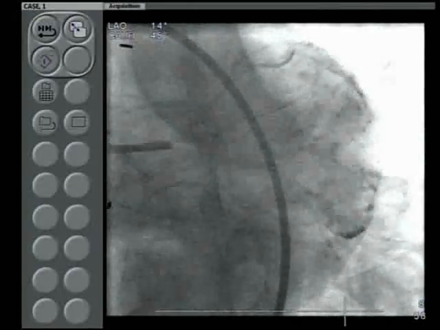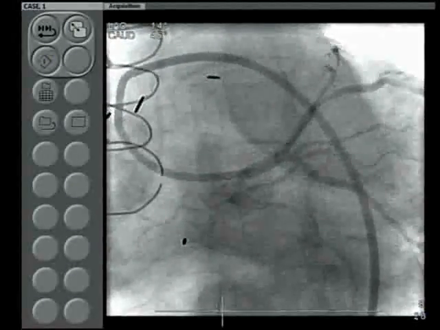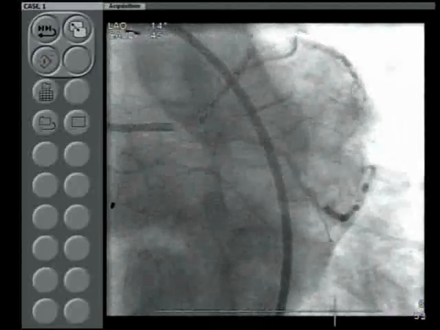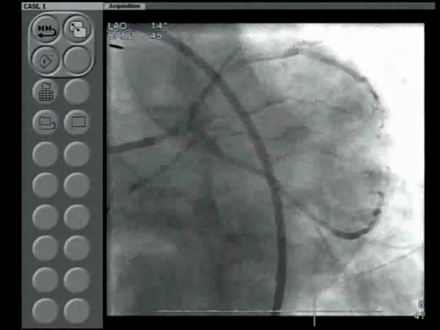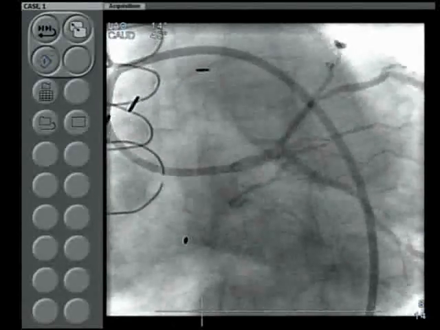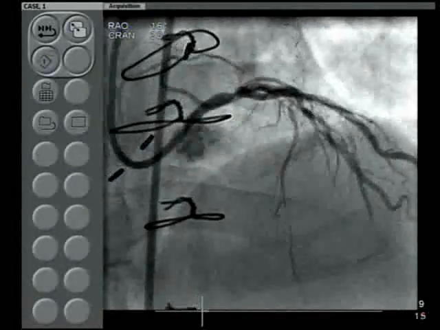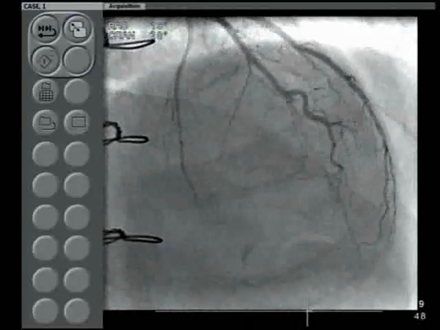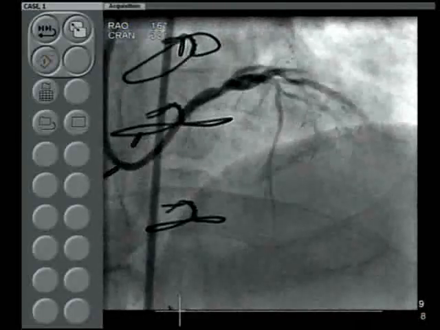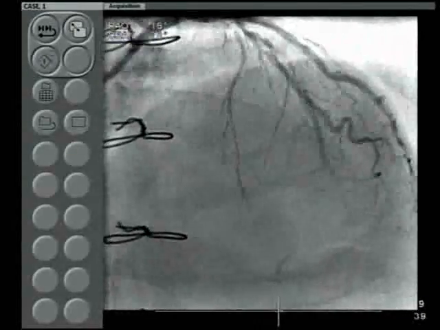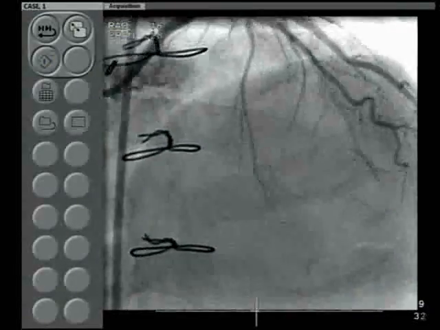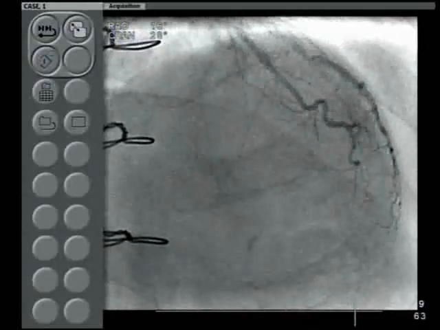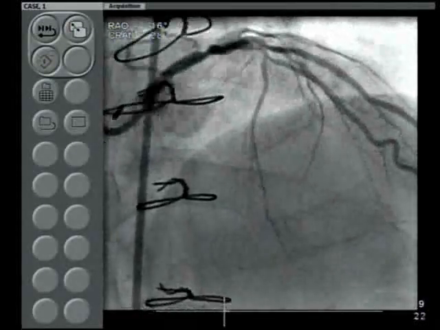That's right. I absolutely agree, and of course, infralateral we know that, but clearly it's from the diagonal. To me, the key so far in the case has been the AP cranial view, because that is what truly demonstrates the severity of the distal left main. Right. Clear.